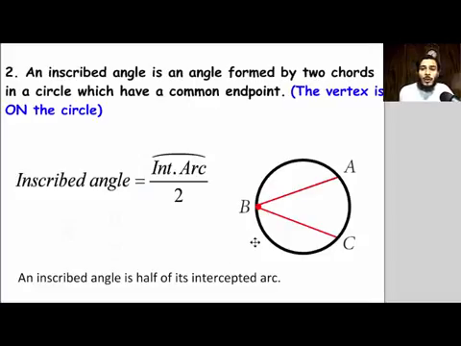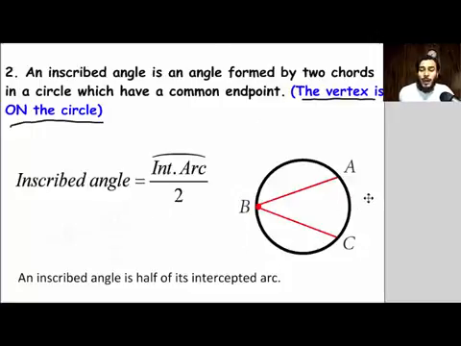An inscribed angle is formed by two chords in a circle which have a common endpoint. And the important thing is this. For the inscribed angle, the vertex is on the circle. And here's the formula for the inscribed angle. The inscribed angle is equal to the intercepted arc divided by 2. Or we could say it like this. We could say an inscribed angle is half of its intercepted arc.